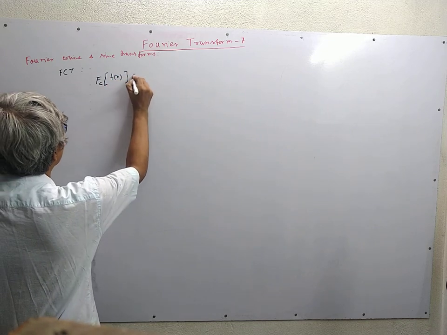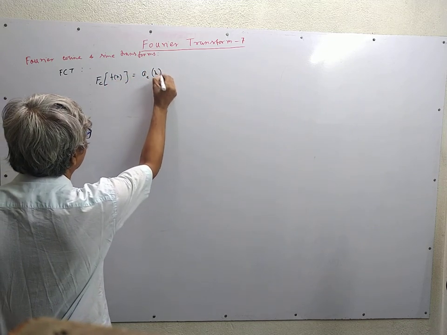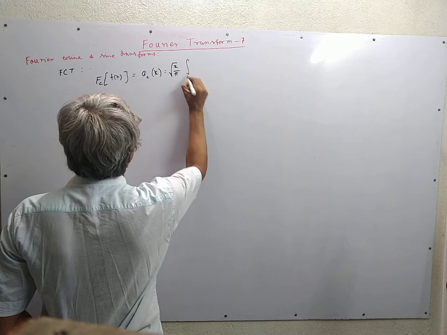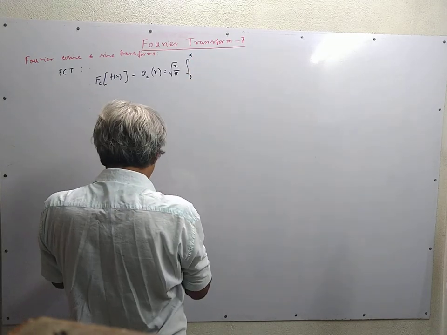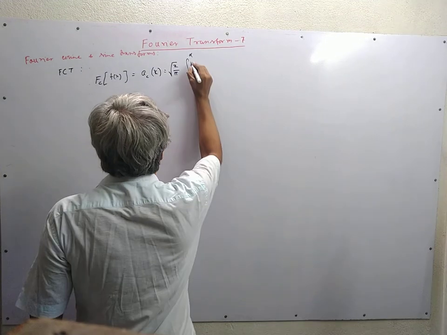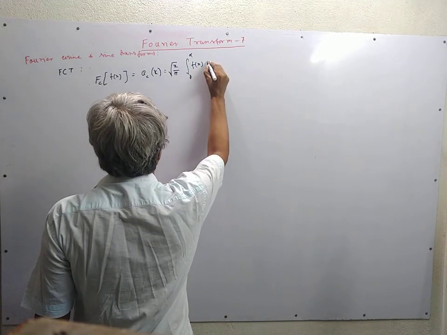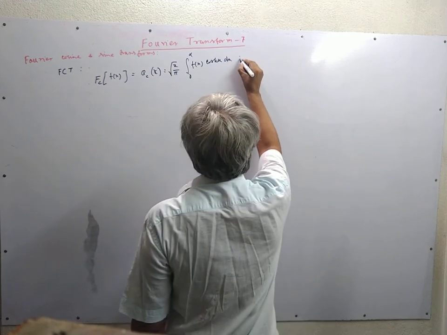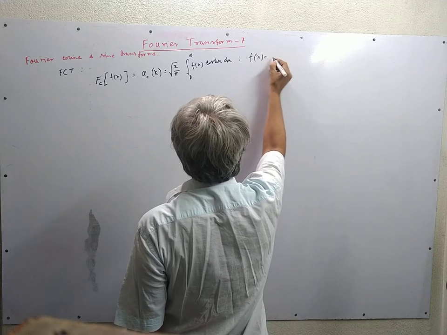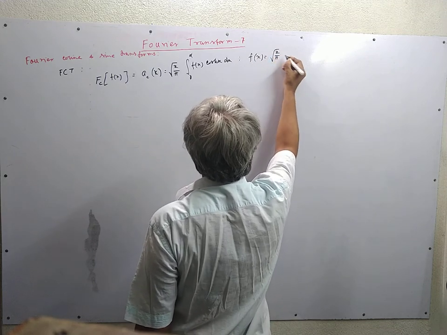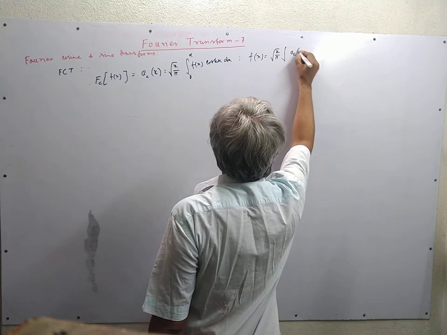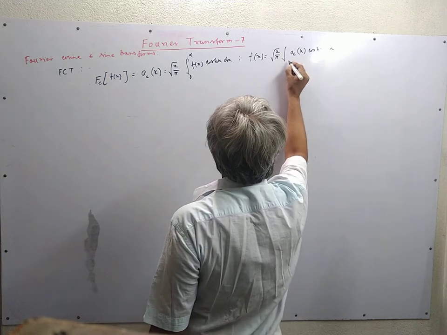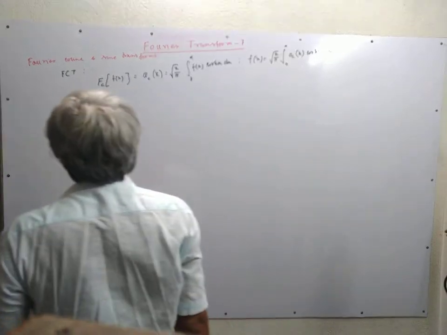is equal to A_C of k is equal to root 2 by pi, integration from 0 to infinity f of x cos of kx dx, and the inverse transformation is, this is Fourier cosine transform.